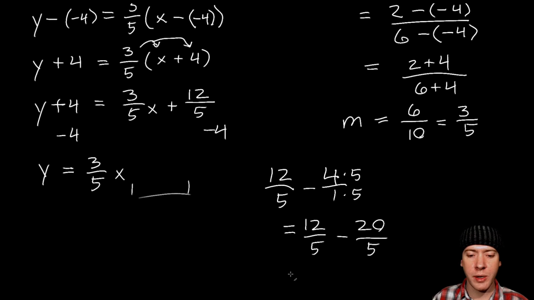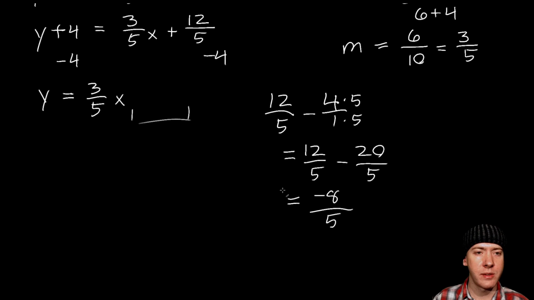Okay, and now we can subtract the numerators. 12 minus 20 is negative 8, and the denominator is 5. So we've got negative 8/5. So that's what goes on the end here. So we're going to have 3/5 x minus 8 over 5. Okay. Let's go back over to Alex and we'll put in that answer and then see what the next problem is.